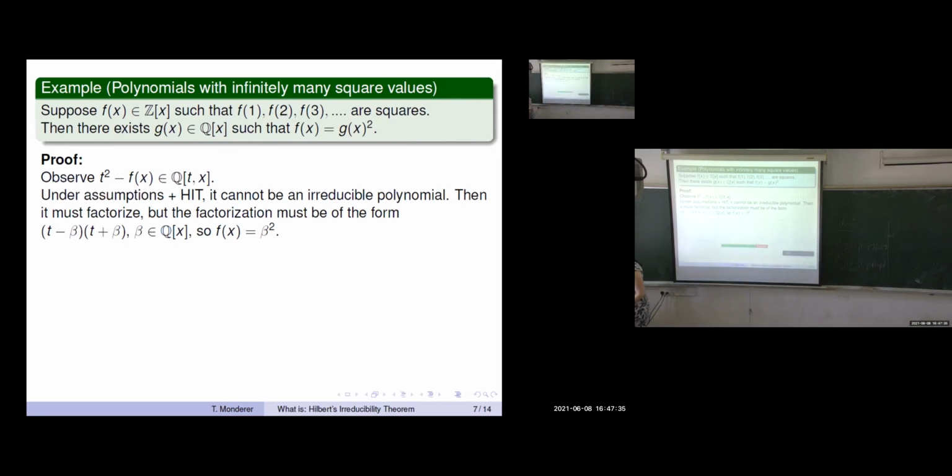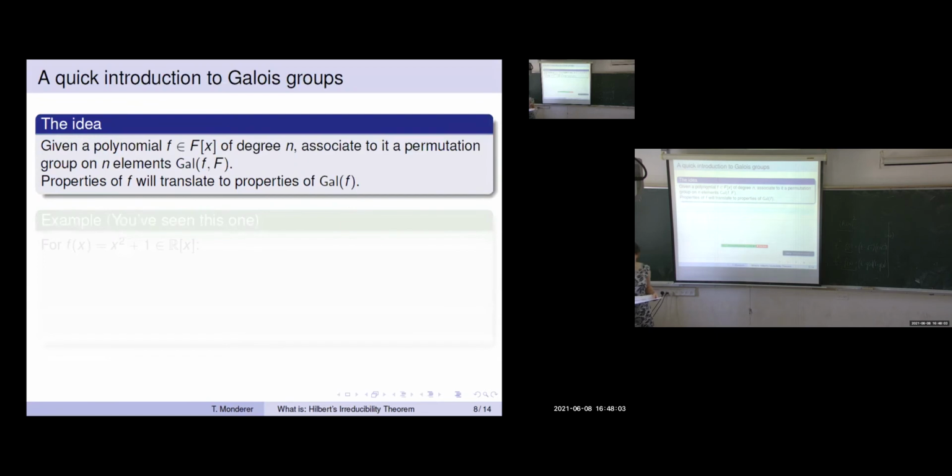Okay, so let's see. Initially, when Hilbert stated the theorem, he was interested not exactly in preserving irreducibility. He did it in the context of a different algebraic property, a stronger algebraic object that we can associate with a polynomial, and this is the Galois group of the polynomial. So I'll give you a very quick introduction to Galois groups.